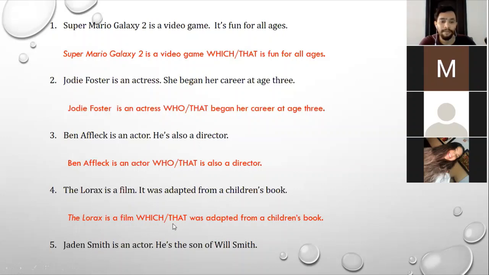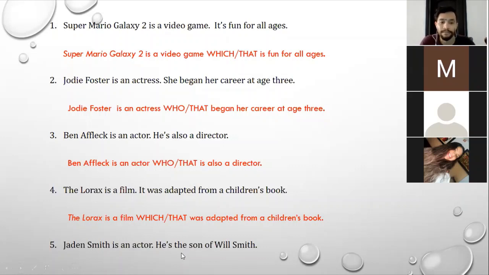Why object? Take a look at what we have here. If it were object, after this we would have to use a subject, right? But here, after the relative pronoun, we have a verb. So this is a subject one. And is this a defining or a non-defining clause? Defining. Good.